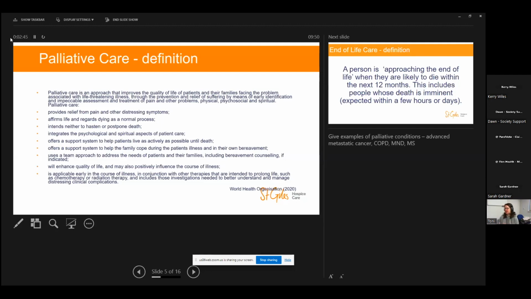The other thing is around holistic care. So really looking at things not just from a physical point of view, but a psychosocial and a spiritual point of view. Trying to think beyond just what a symptom or an issue might be in the physical, and go beyond that within psychosocial and spiritual care as well. Palliative care is very much about affirming life, and we regard dying as a normal process. So we don't want to hasten death, but we don't want to postpone it either. It's very much letting nature take its course.